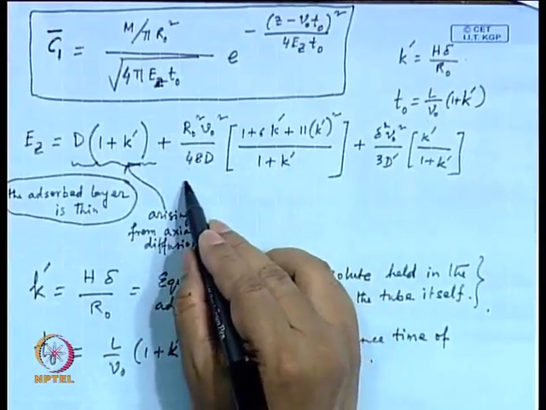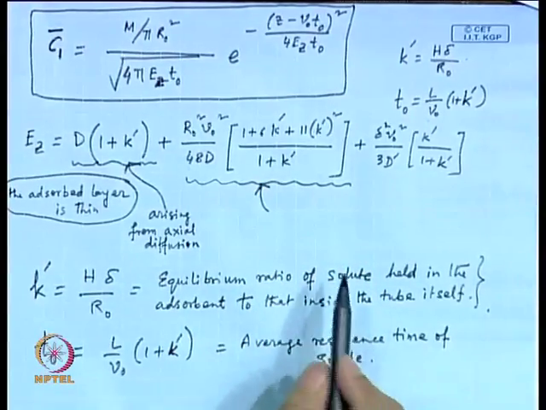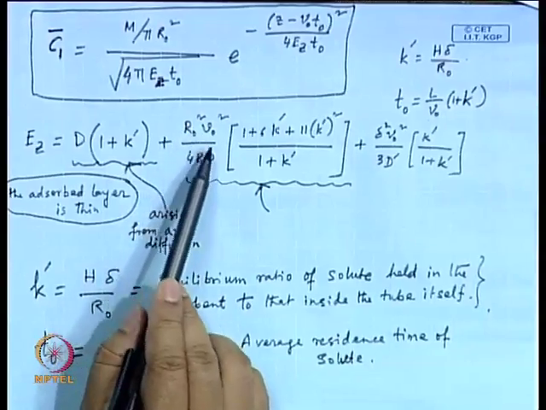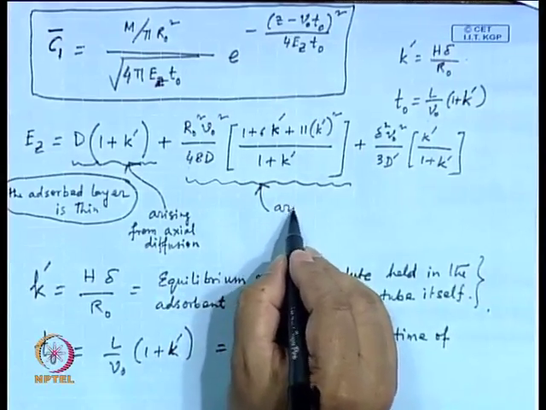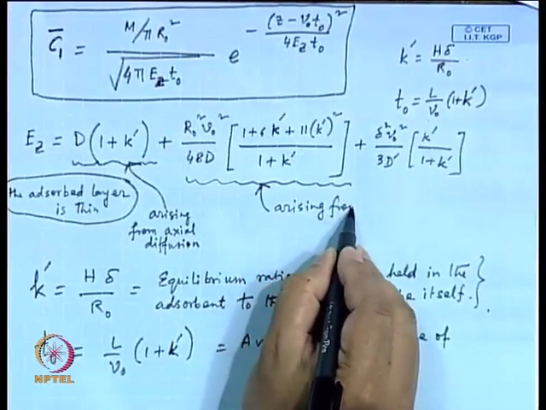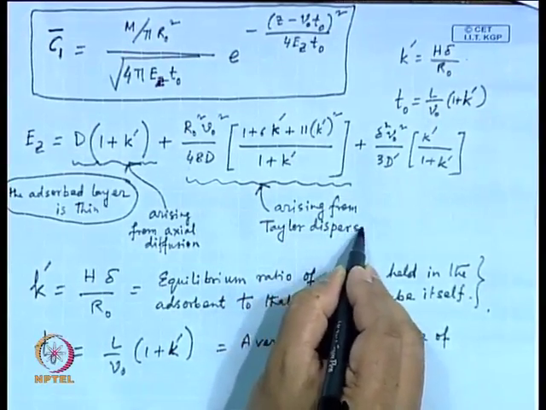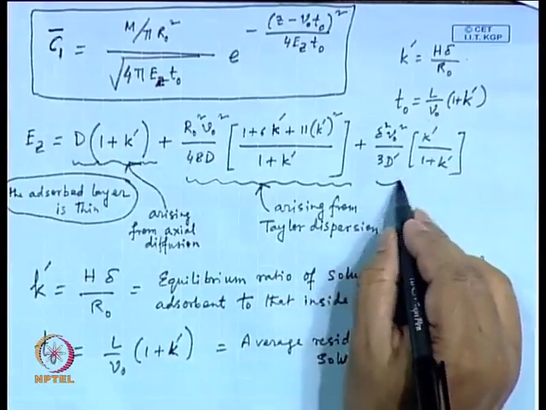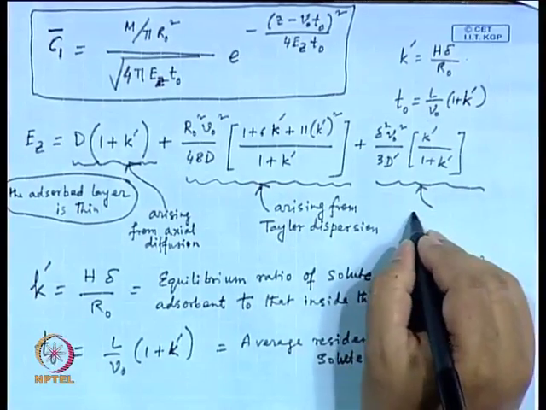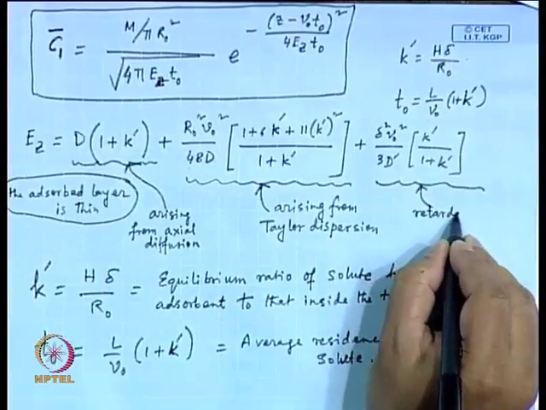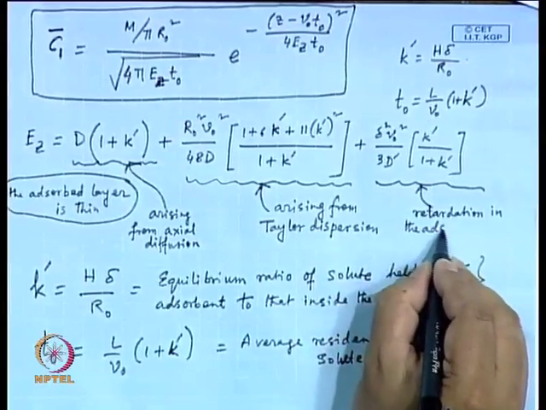Okay. And here you have another term, this must be obvious to you. We have as prefix r naught square v naught square by 48 d. So, this term is basically arising from Taylor dispersion. All right, and this is arising from retardation in the adsorbent layer.